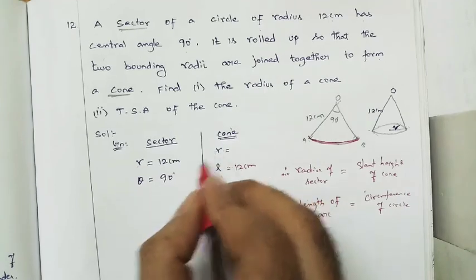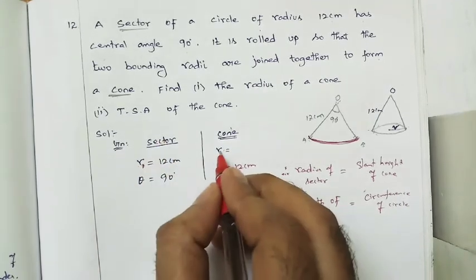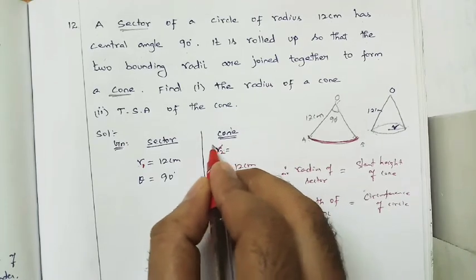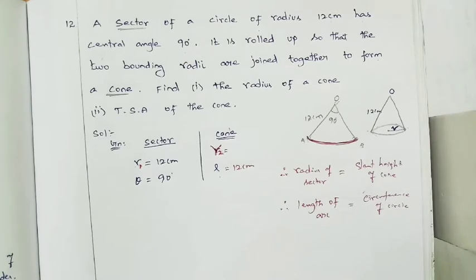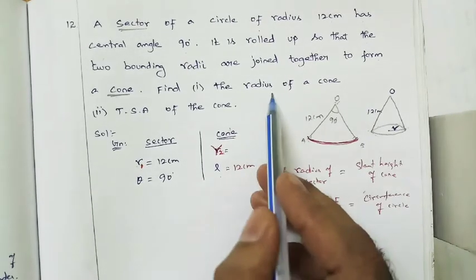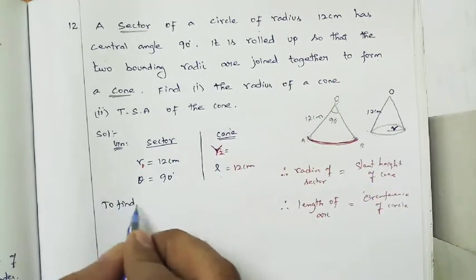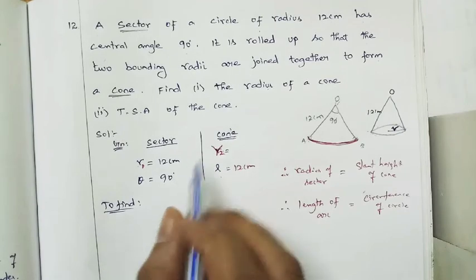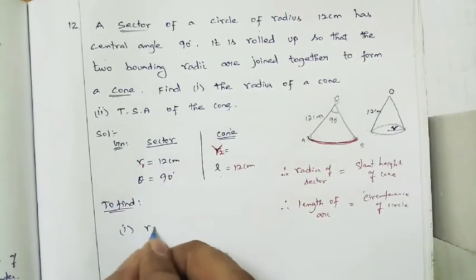So we will differentiate. R1 is nothing but the radius of the first sector, and R2 is nothing but the radius of a cone. Now we can substitute the value and simplify. First we will get the radius of the cone and the total surface area of the cone. What are the things we want to find? The radius of a cone and the TSA of a cone. First I am finding the radius of a cone.